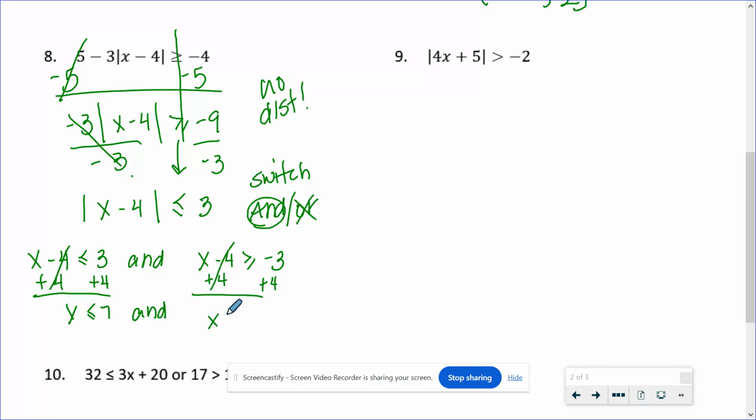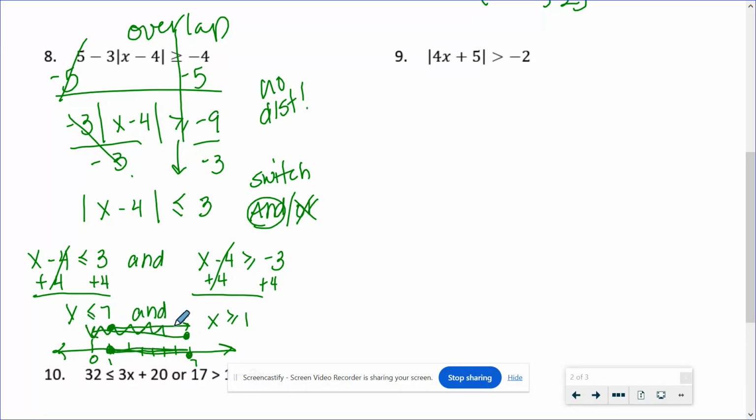And x is also greater than or equal to 1. So let's take a peek at the graph to see what it's going to look like. So 0 up to 7. 1, 2, 3, 4, 5, 6, 7. Okay. So everything less than or equal to 7 goes this way. Everything greater than or equal to 1 is going to go this way. We're looking for the overlap. So that's this section right here. So my final answer is everything from 1 to 7.